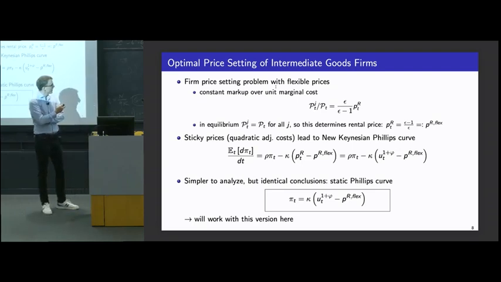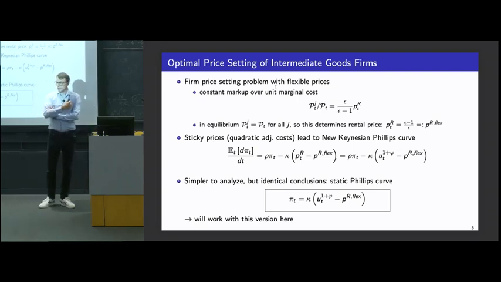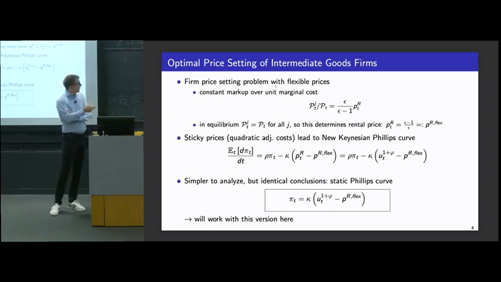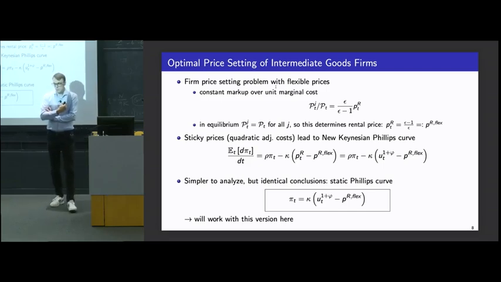Then let's go to the final ingredient of the model, which is the intermediate goods firms. And that's really the New Keynesian block. If you have flexible prices, these are CES, monopolistic competition. You probably all know that. If not, homework, derive it.